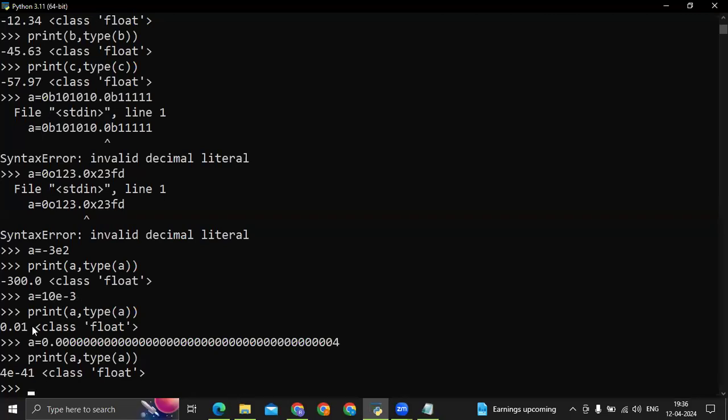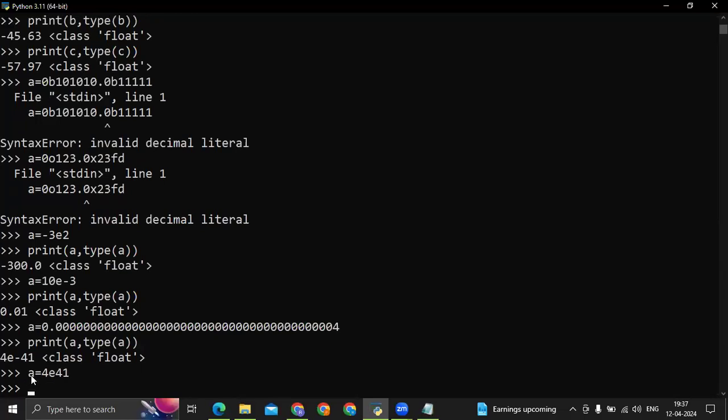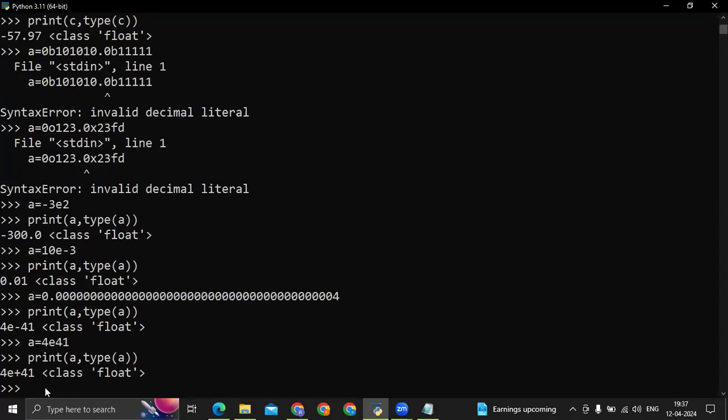One will be considered here and three there. If I'm writing 3e2, it will be plus. When I'm writing minus 3, it will go to the left side, because it's minus 49. Now, if I write A is equal to 4e, and I'm writing plus 41, then print A, because this is a scientific notation, that takes less memory space.